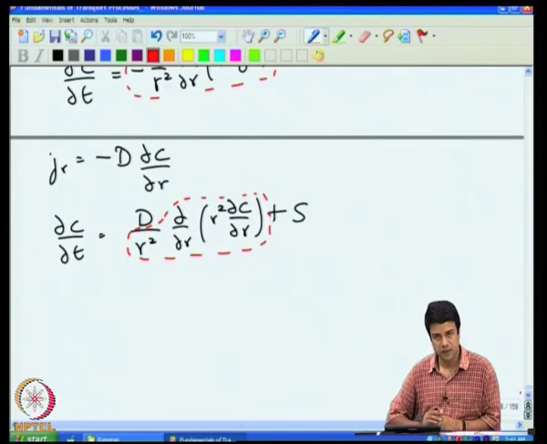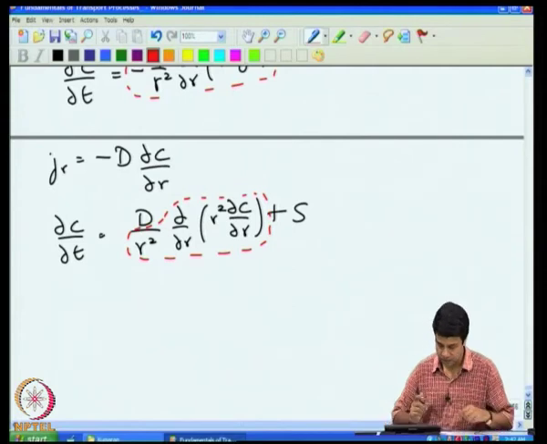I could do this quite easily for a heat transfer problem. The only difference is that instead of C, I will have the temperature, instead of D, I will have the thermal diffusivity alpha.